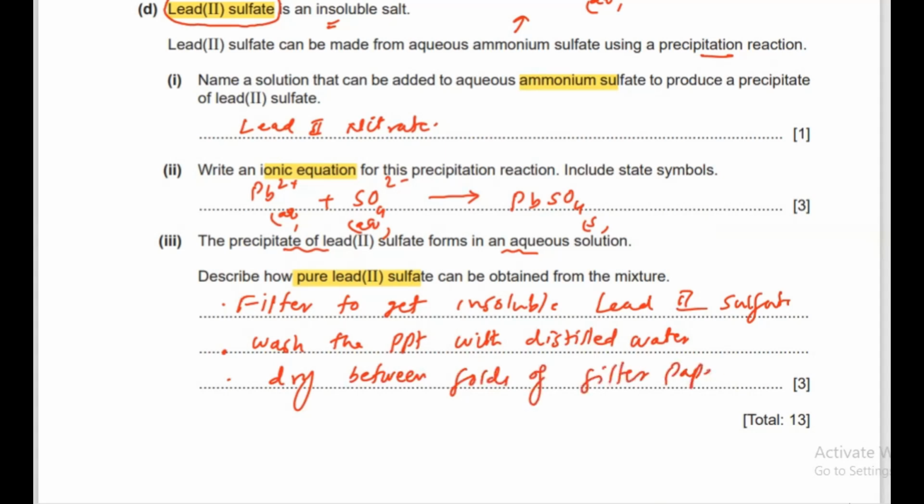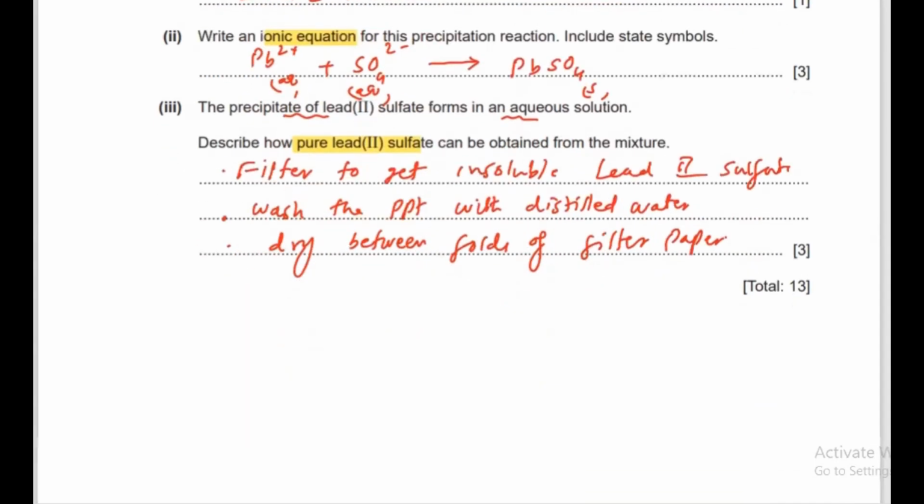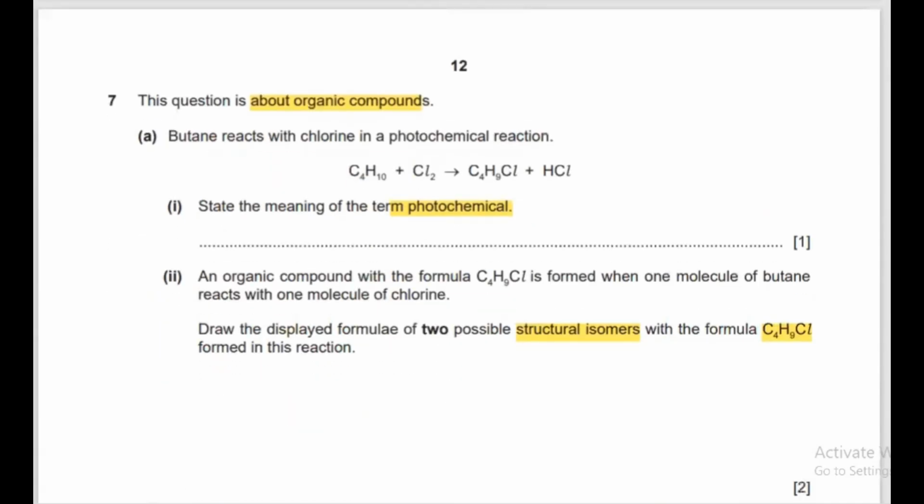So these are the three steps we use to get pure lead sulfate. Look at the next question. This question is regarding organic chemistry. Organic compound butane reacts with chlorine in a photochemical reaction. This is butane and this is chlorine. State the meaning of the term photochemical reaction.